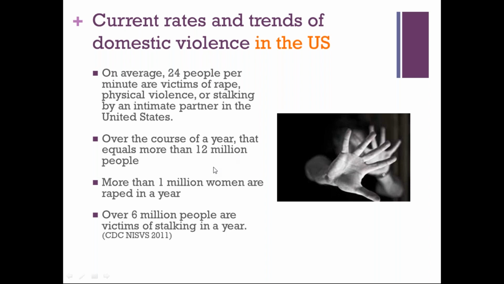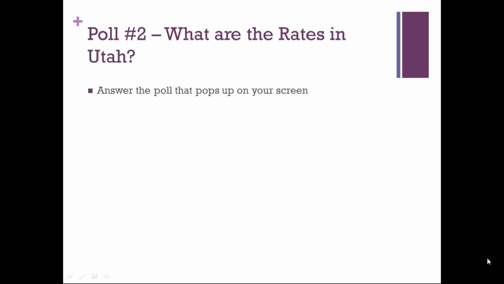And even think about the course of a 40-hour training that you may have gone to, or even your 40-hour work week, right? That's a significant amount of people who are experiencing this. So that's about 12 million people a year. And when we talk about rape, it's about 1 million women raped a year in the U.S., and about 6 million folks are victims of stalking a year in the U.S.